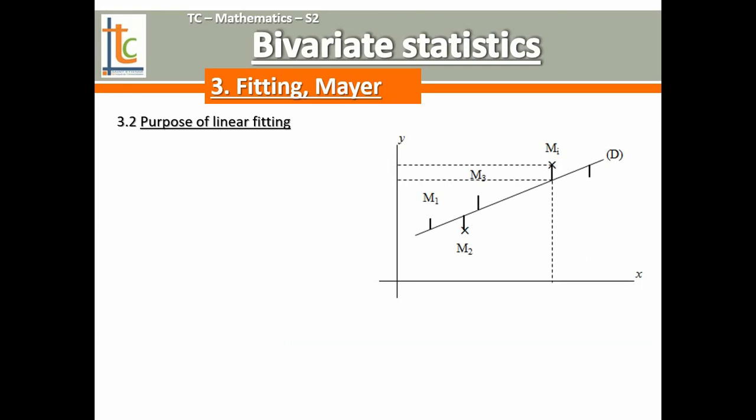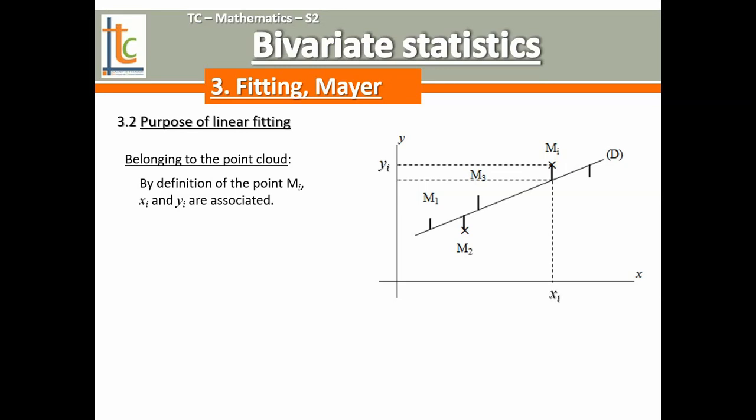So just consider a point cloud. Here you've got points M1, M2, M3, and so on, in general Mi. And your point cloud can be located thanks to coordinates that I will name xi and yi, the coordinates of the point Mi.